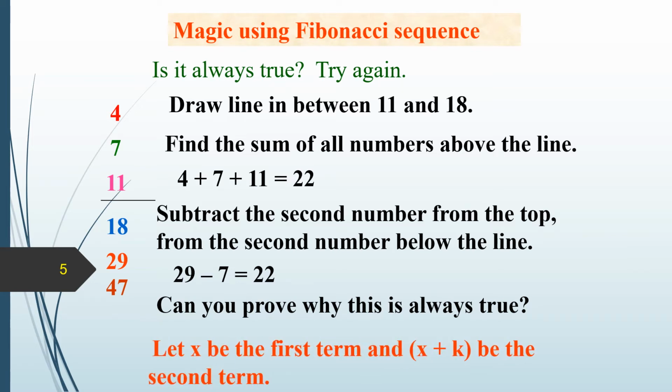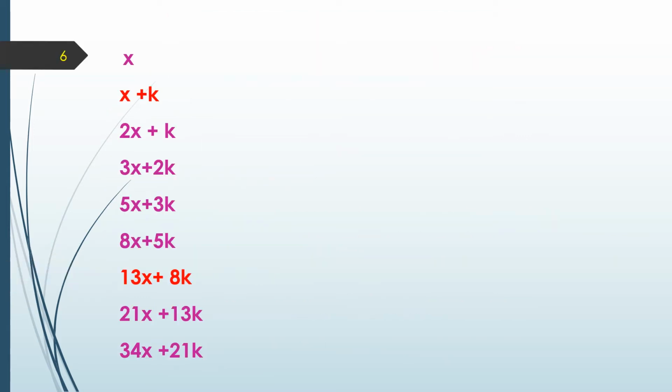Let x be the first term and x plus k the second term. Let us write down all the terms in a vertical order as before. x, x plus k, 2x plus k, 3x plus 2k, and so on. Now we draw a line between the fifth and sixth terms, between 5x plus 3k and 8x plus 5k.